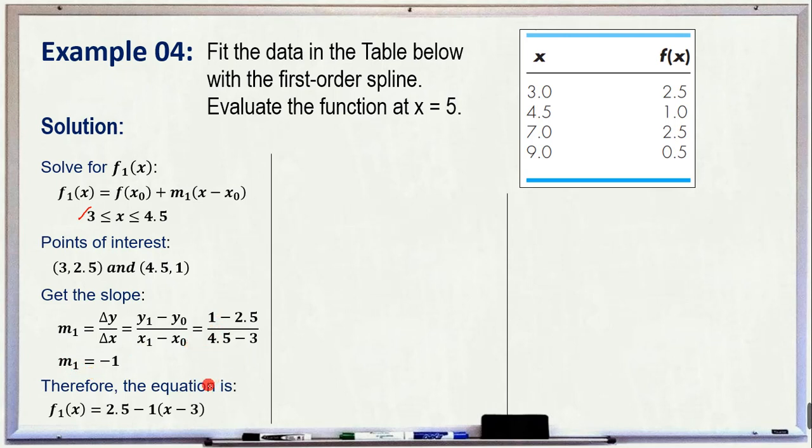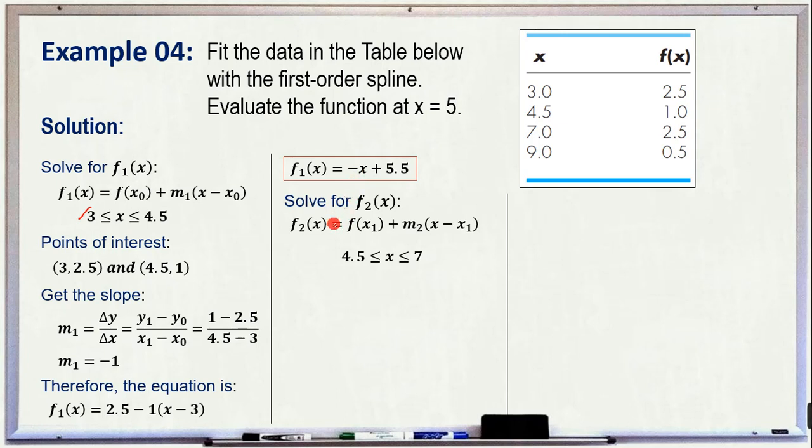Therefore, the equation is f1 of x equals 2.5. So 2.5 is the value of our y for our first point. Then minus the slope times x minus 3. Afterwards, you are going to simplify this so that you will arrive at the final form for our first linear function. And this is f1 of x equals negative x plus 5.5. Now the negative here indicates that this line slopes downward.